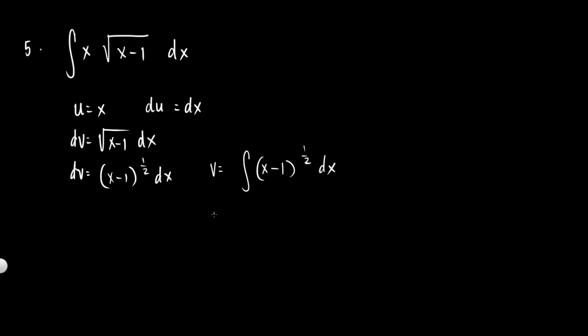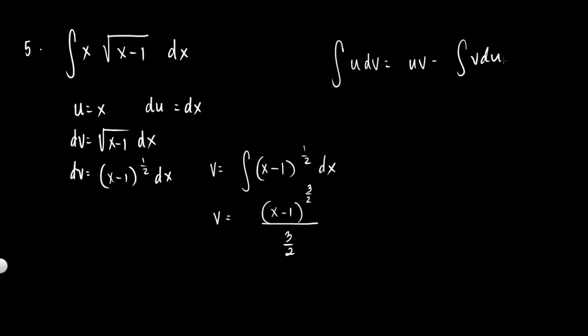So v is equal to x minus 1, 1/2 plus 1 is 3/2, no? 3/2. 1/2 plus 1 is 3/2. Okay? Then over 3/2. Okay? Then the integral of u dv is equal to uv minus the integral of v du. So, that is our formula for integration by parts.